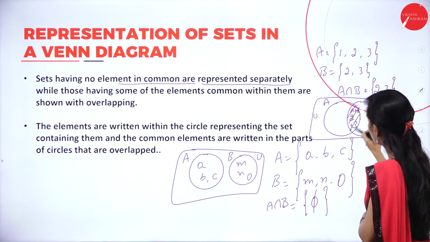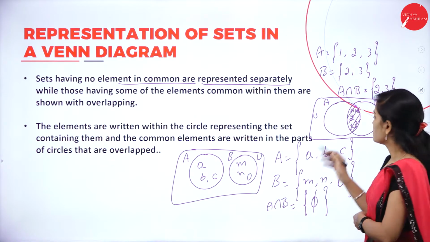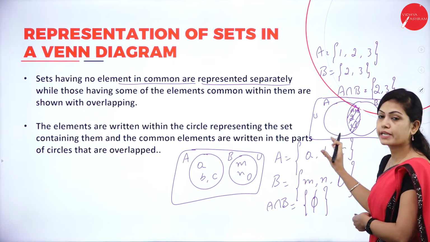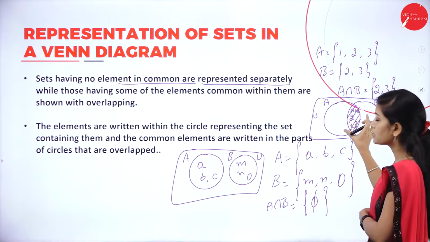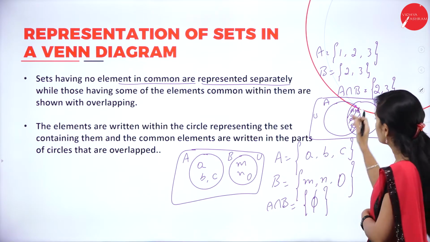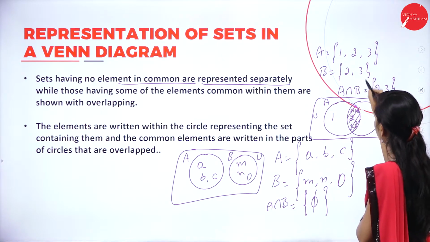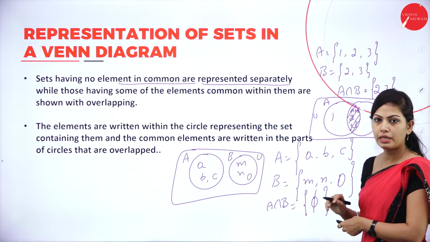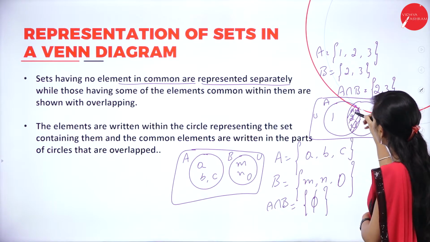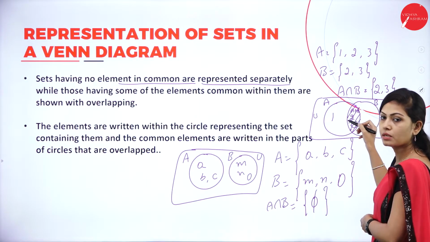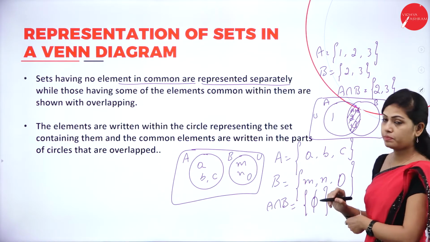So you can shade this area. This is called the intersection, the representation of intersection. So what is the remaining value of A? The remaining value is 1, and there is no remaining value in B. So 2 and 3 are common in both the sets. This is A intersection B.